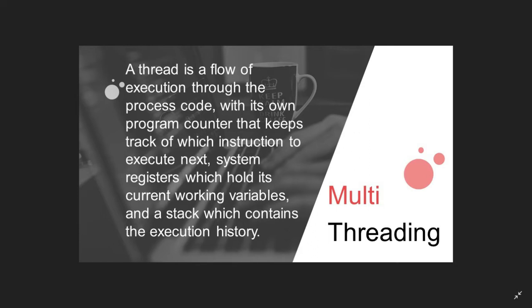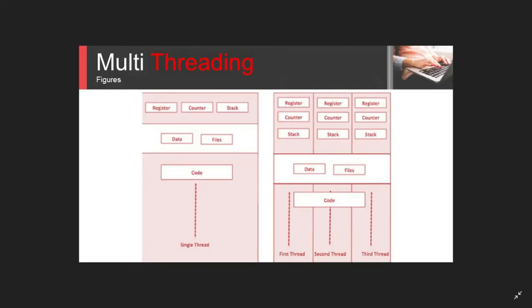Threads provide a way to improve application performance through parallelism. Threads represent a software approach to improving performance of operating system by reducing the overhead equivalent to a classical process. So these are the diagrams in multi-threading. There's a register, counter, stack. On the left side, this is a single thread, and the right side is the triple thread, which has first thread, second thread, and third thread.